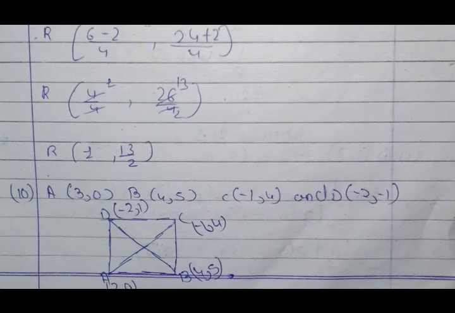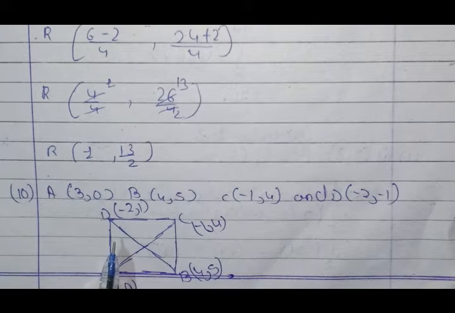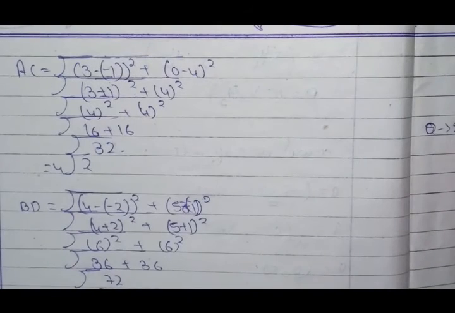Now question number 10. Find the area of rhombus with vertices (3, 0), (4, 5), (-1, 4) and (-2, -1), taken in order. Hint: area of rhombus is equal to 1/2 product of the diagonals. For this we take A(3, 0), B(4, 5), C(-1, 4) and D(-2, -1). First we draw the rhombus ABCD. Now we know that area of rhombus is 1/2 product of diagonals. So we have to find AC and BD and then find the area of rhombus.